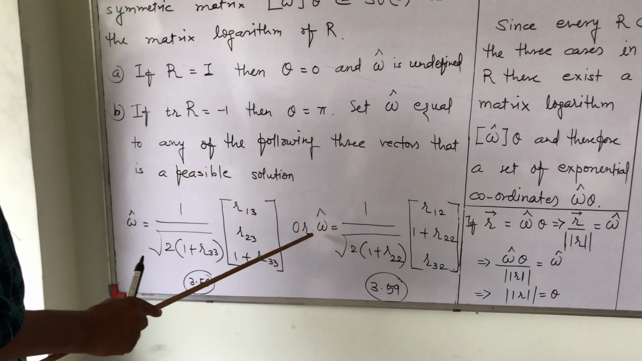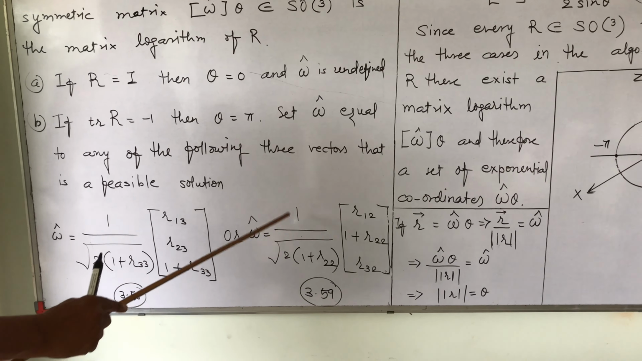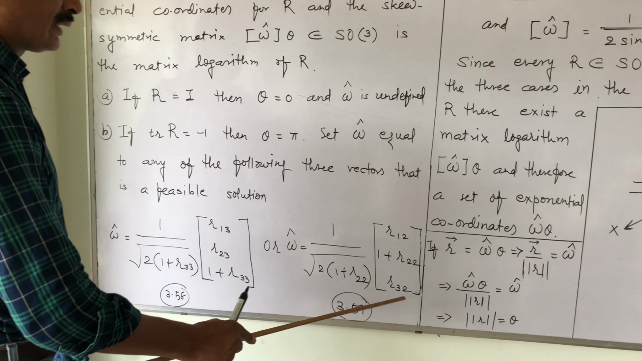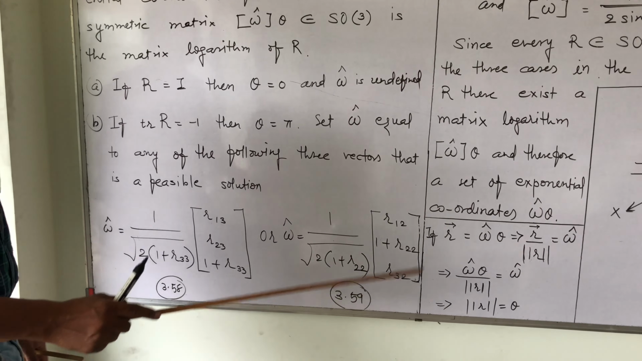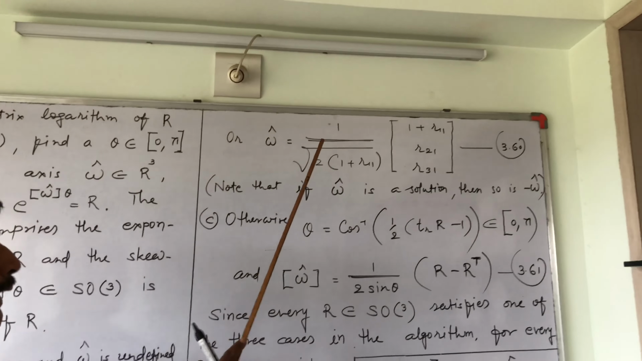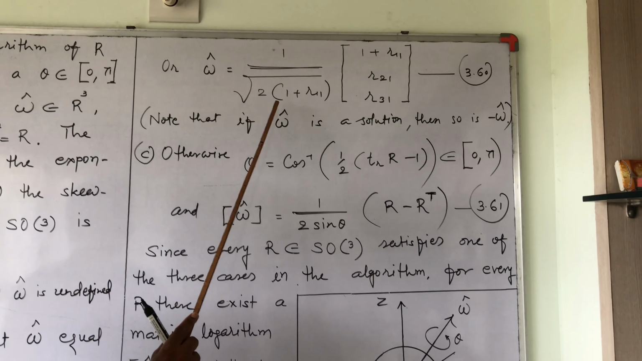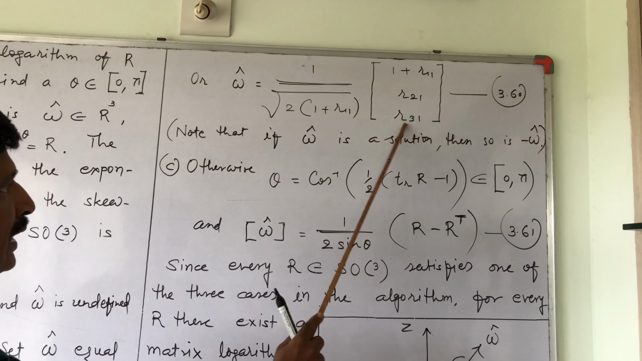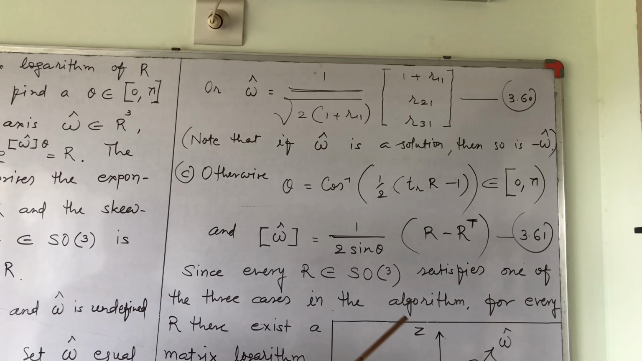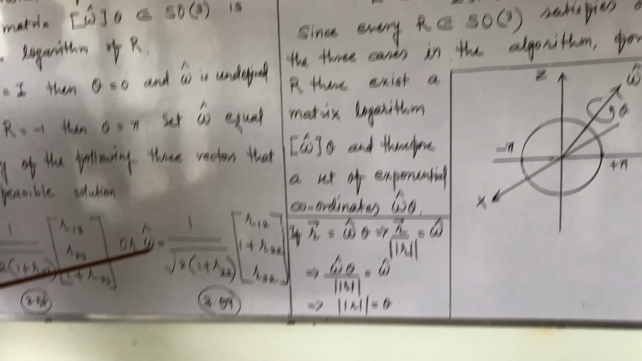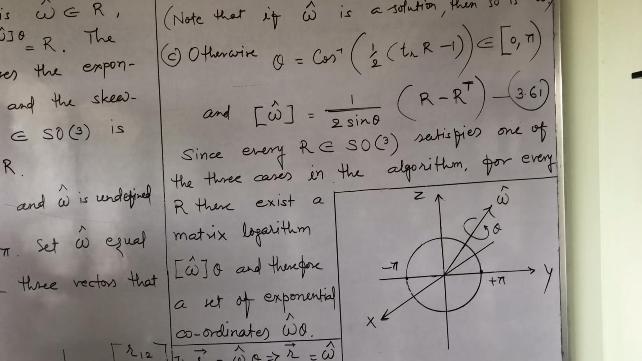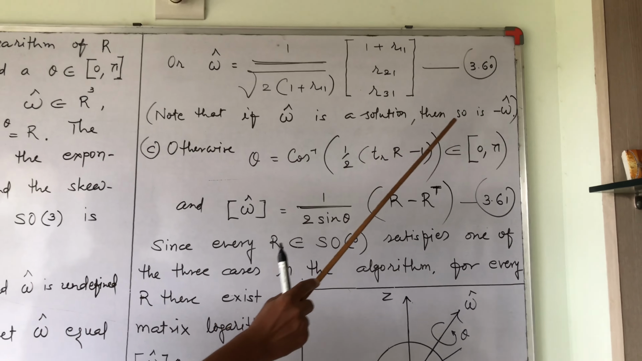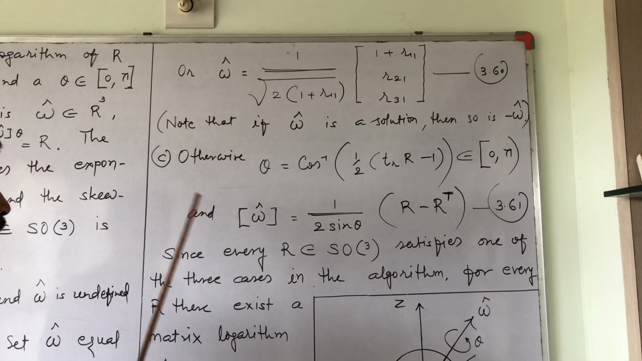Or for omega cap we can use this formula also: 1 upon root of 2 times (1 plus R22), column vector R12, 1 plus R22, R32, equation 3.59. Or omega cap equals 1 upon root of 2 times (1 plus R11), column vector 1 plus R11, R21, R31. This is equation 3.60. You can use any of the three to find omega cap. Note that if omega cap is a solution, then so is minus omega cap.